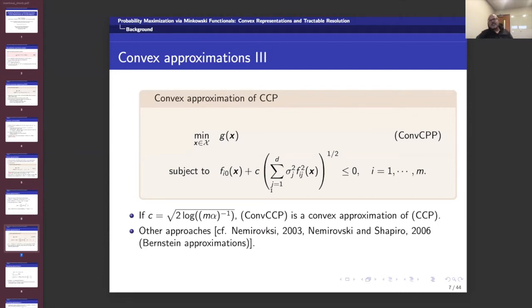And this is work that has been initiated by Nemirovski in 2003, and there's been subsequent work with Shapiro and others. Again, it's a subset of work in this area. But here what I want to emphasize is that a solution of this problem provides a feasible solution of the original problem in some sense, but there are no guarantees in terms of suboptimality with respect to the original problem.